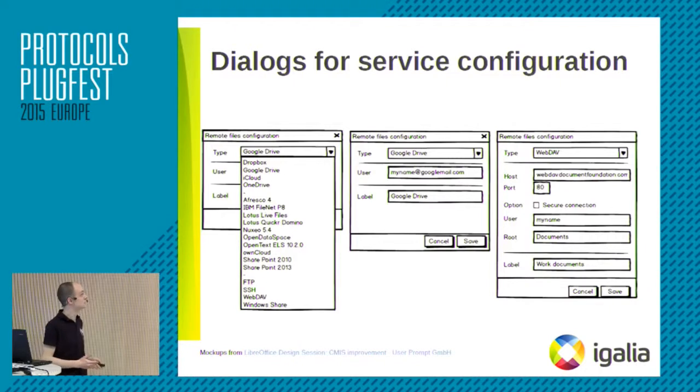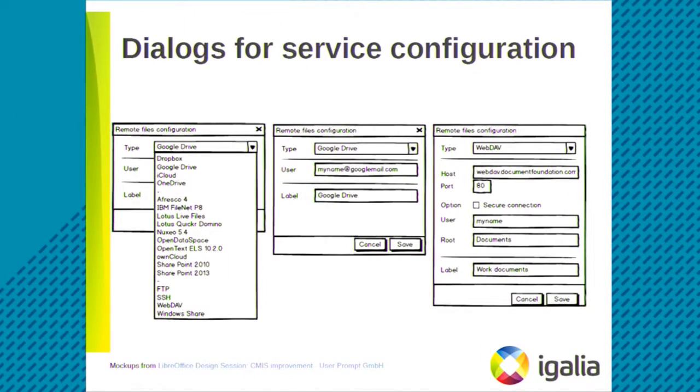An example is to set up a Google Drive connection. You actually don't need anything else than your Google ID, because LibreOffice already knows about the service URL, and you need nothing else than that. If you want to connect to a SharePoint server through CMIS, it might ask you for the location of the server, the host name, but LibreOffice already knows about the URL of the CMIS service inside the SharePoint server, so you don't have to type it.